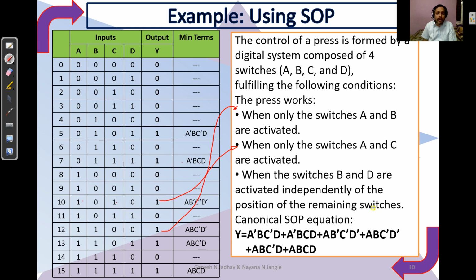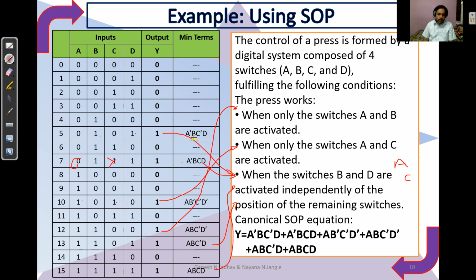Independently means don't bother about the position of switch A and switch C in this. Only check the status of B and D. So where B and D are 1 1, this corresponds to the third condition. Again, B and D here are 1 1, though C becomes 1, we don't bother about A or C. So for this 1 1, the output is 1. Next we check here, again B and D are 1 1, so again this corresponds to the third condition. Here also B and D are 1 1, again corresponding to the third condition.